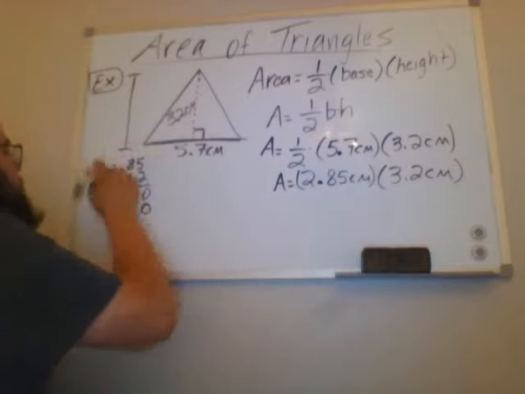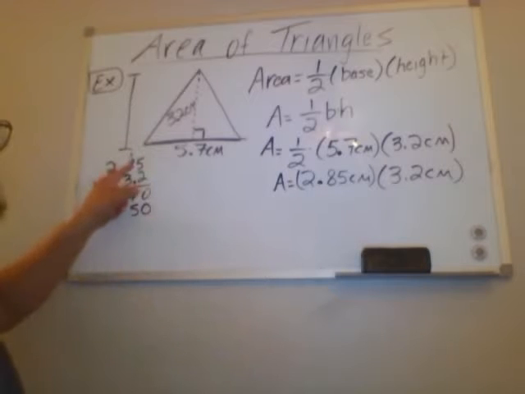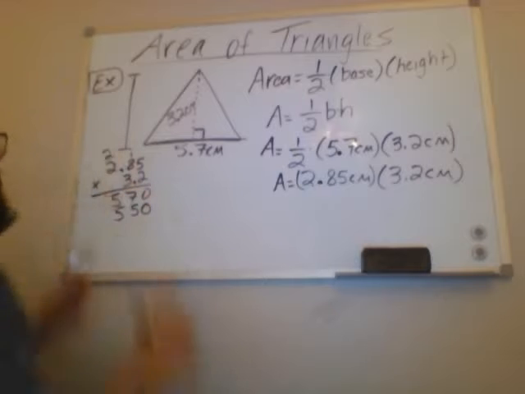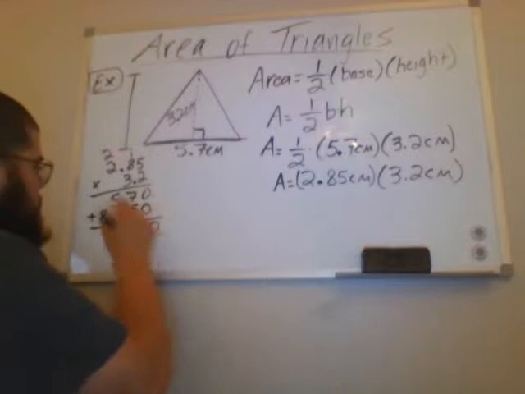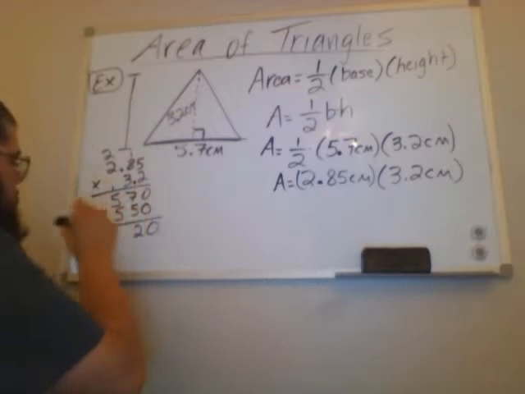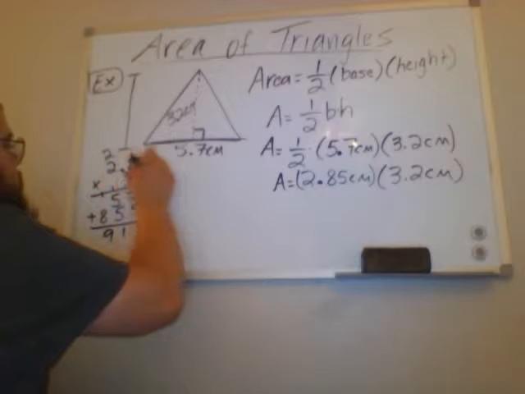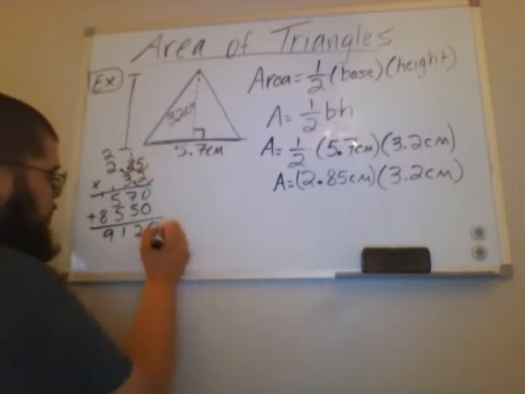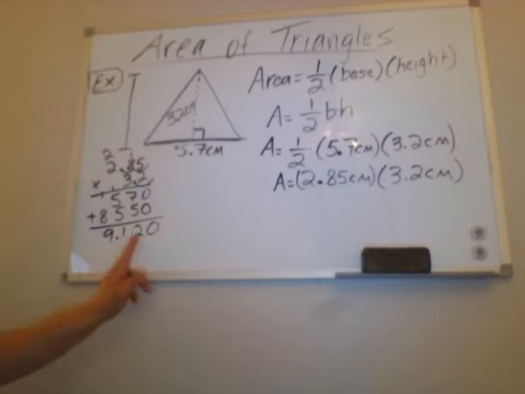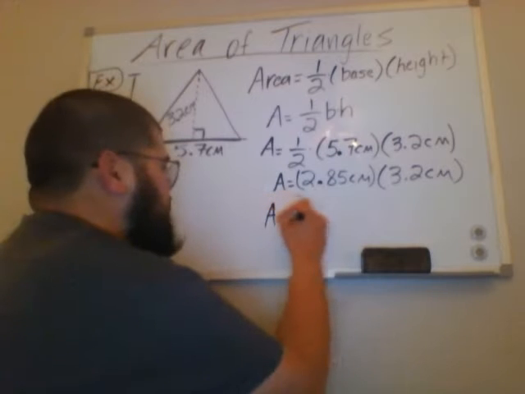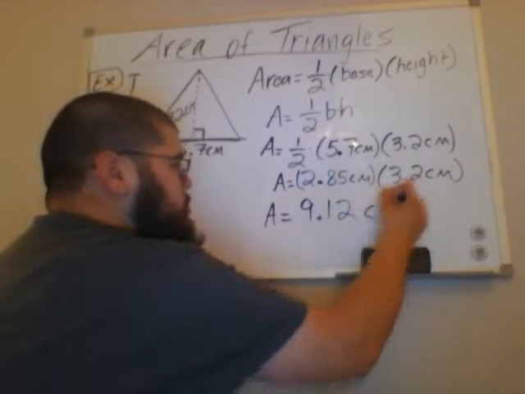Let's erase these up here. 3 times 5 is 15. Carry my 1. 3 times 8 is 24 plus 1, that's 25. Carry my 2. 2 times 3 is 6 plus 2, that's 8. Add those up. 0 plus 0 is 0. 7 plus 5 is 12. Carry my 1. 5 plus 5 is 10 plus 1, that's 11. Carry my 1. 8 plus 1 is 9. We have 3 decimal places, so we count back 3. And so we end up with 9.120, which is the same thing as area equals 9.12. Centimeter times centimeter is centimeter squared.